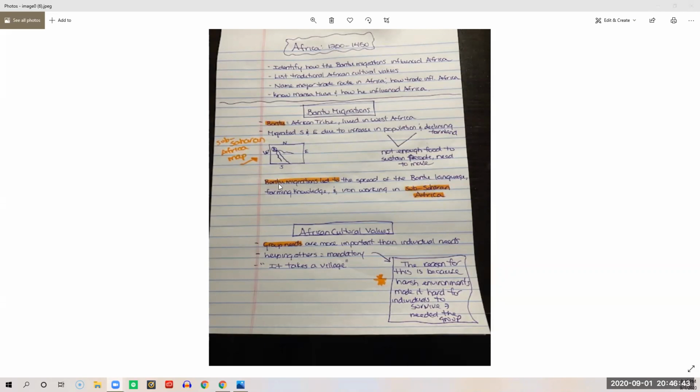And then down here for the Bantu migrations, I said that it led to the spread of Bantu culture, farming knowledge and ironworking, and also reiterated that this was only in sub-Saharan Africa. So those were my Bantu notes.